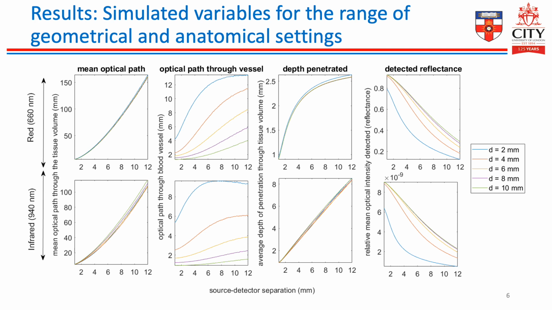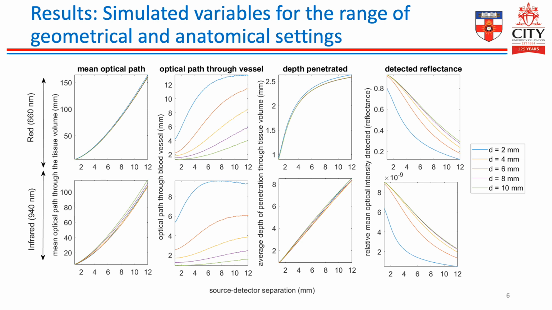The first row represents the result for 660 nanometer wavelength, and the second row represents the result for 940 nanometers wavelength. Mean optical path, presented in the first column of this figure, shows a sharp increase of the optical path length for both wavelengths throughout the range of source detector separation. Now, this is the optical path length within the entire tissue volume. The second column represents the optical path length only through the blood vessel.